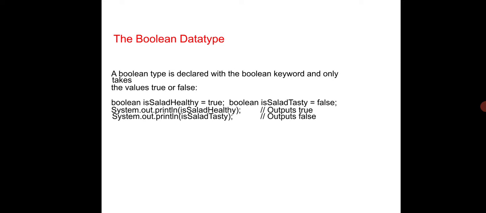Then this is the Boolean data type. Boolean type is declared with the boolean keyword and only takes the values true or false. Here isSalted and isHealthy are Boolean variables. isHealthy is assigned true. Boolean isTasty equal to false. System.out.println isHealthy, System.out.println isTasty. So it is printing two values: first one is true, second one is false. It's just printing true and false values by using the Boolean data type.